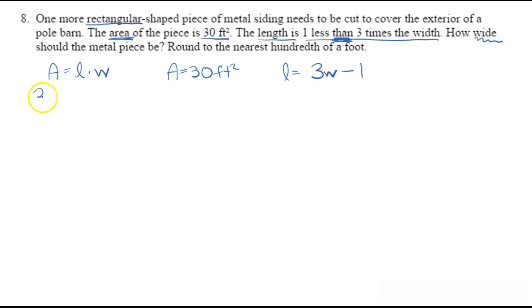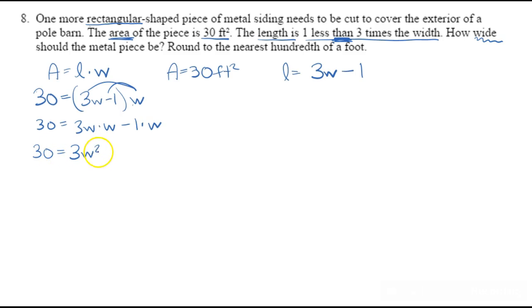So area we know is equal to 30. Length is equal to 3w minus 1. And all of that's being multiplied by the width. When we simplify that, we can use the distributive property and do 3w times w and negative 1 times w. We get 3w squared minus w. In order to solve for the width, I'm going to set this equal to 0 so that I can hopefully use factoring to solve. So let's subtract 30 from both sides. 30 minus 30 is 0. So we have 0 is equal to 3w squared minus w minus 30.